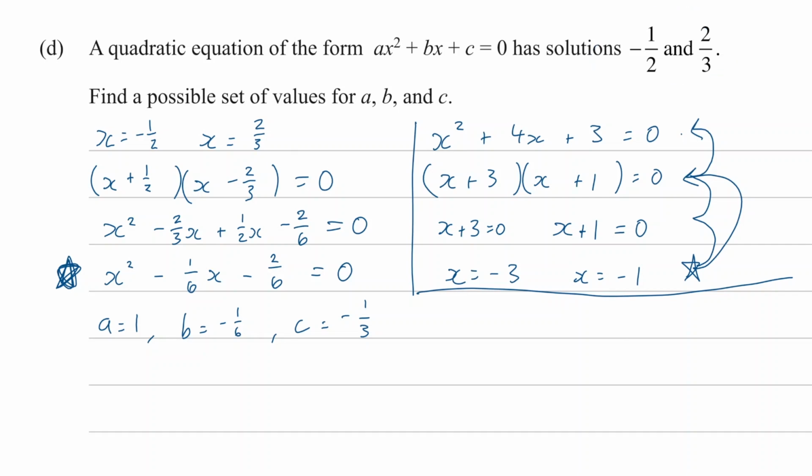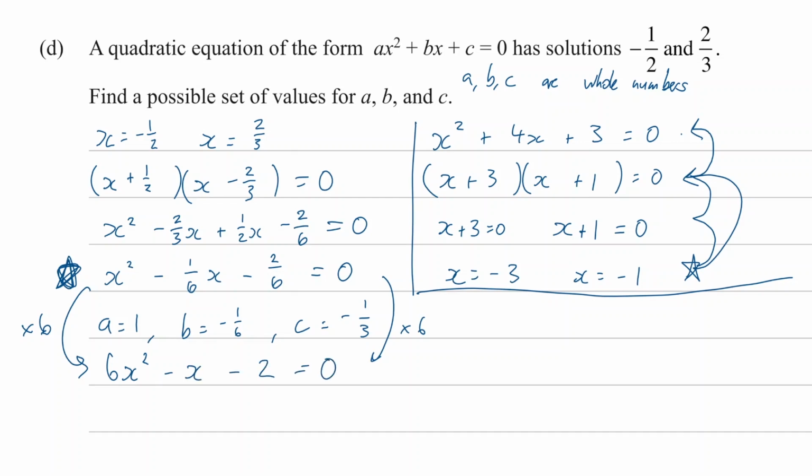A common question is, let's say A, B, and C are whole numbers, right? So it's not letting us have them in fractions. Well, we can get rid of the fractions by multiplying both sides by 6. That would get a 6x squared minus x minus 2 equals 0. Right, so again, we got this quadratic equation.